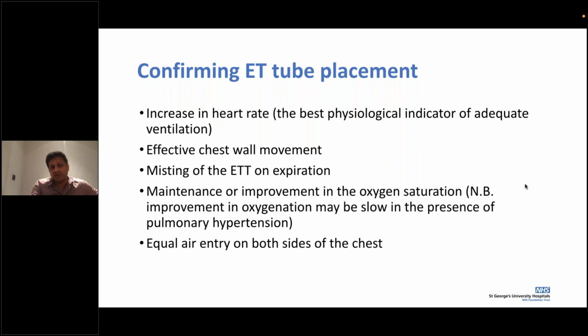You're really looking at placement. Once your endotracheal tube is in, you're looking at the heart rate increasing, effective chest wall movement, misting in the endotracheal tube, maintenance or improvement of the oxygen saturation, and bilateral equal air entry. The other additional point I would say is that you're not getting as much air on your NG tube. These are all confirmation factors that the tube is in good position. And of course, you're looking at the EtCO2 color change.